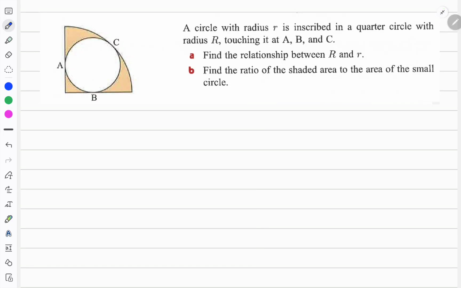I'm Neil, and in today's video we're diving into another challenging geometry question. So without further ado, let's get started.